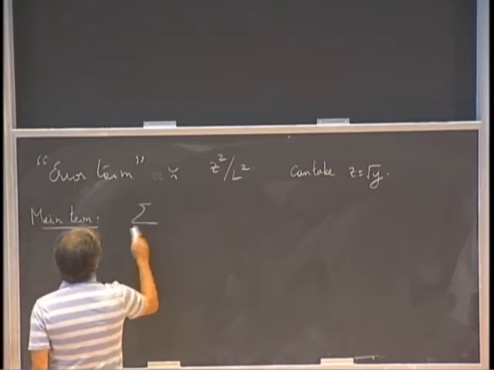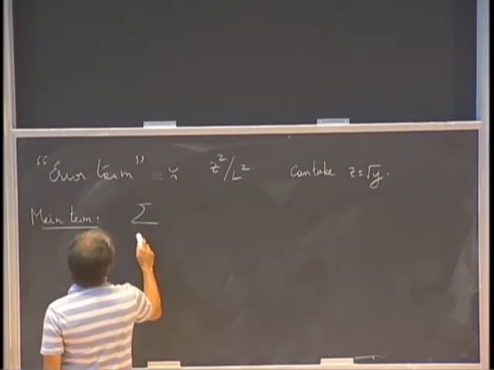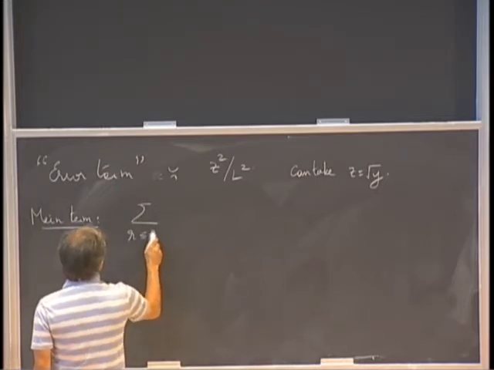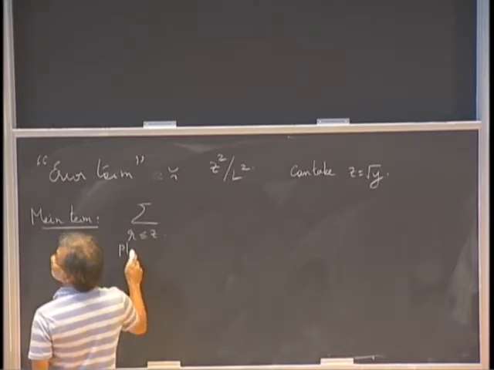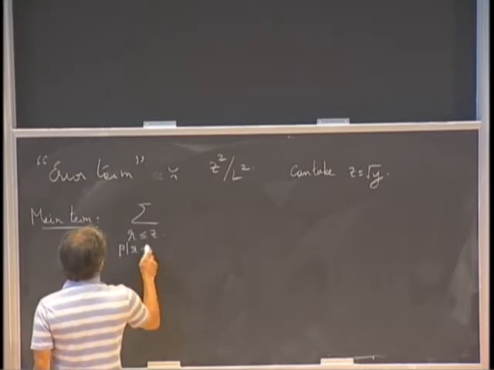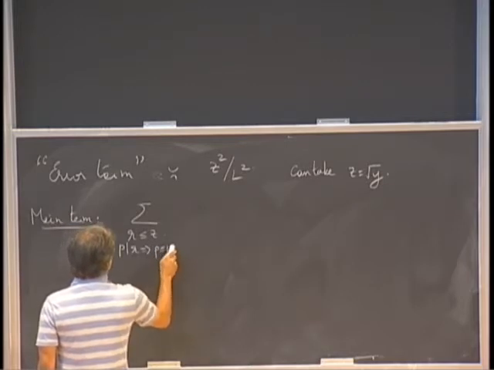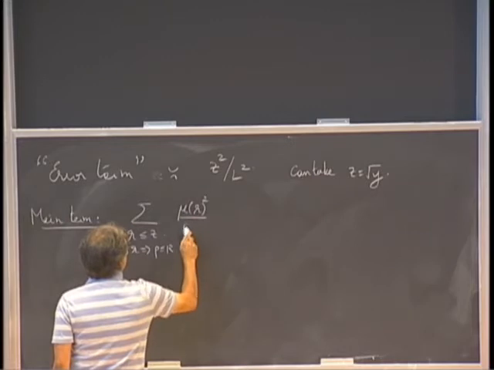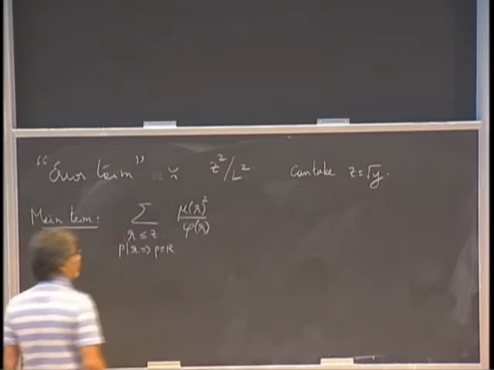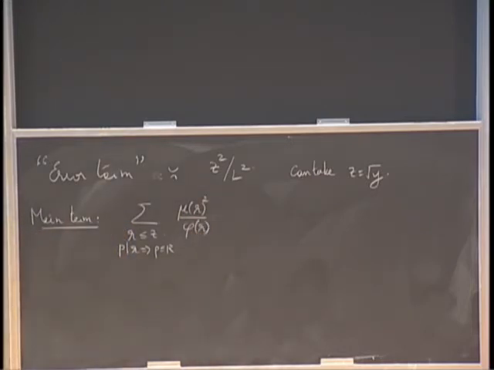the sum over r up to z, and again with maybe this condition that p divides r implies p is less than capital R, of mu of r squared over phi of r. Right?